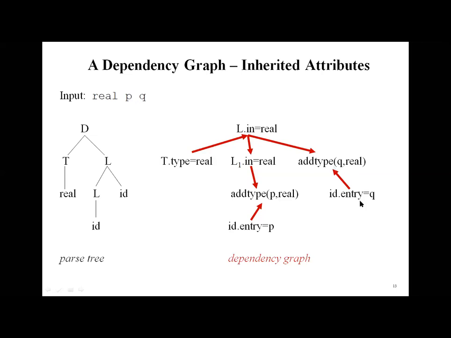How is it possible? q is real because T is real, because this q depends on the T. This q depends on the L, and L depends on the q. So that is the dependency graph. And in this way, how does p become real? Because this p depends on L1 being real. L1 is real, so it depends on L, and L depends on T. So in this way, p will inherit the real, and again q inherits the real. So this is the inheritance graph or dependency graph.